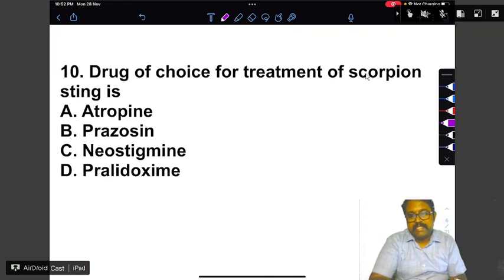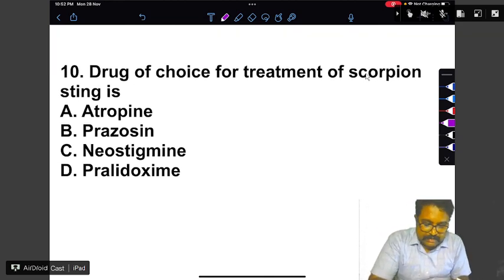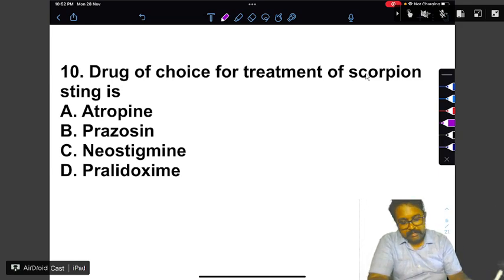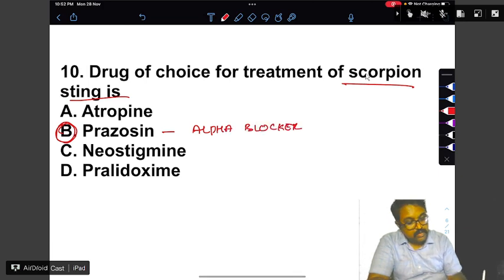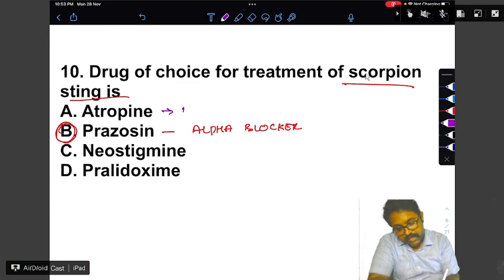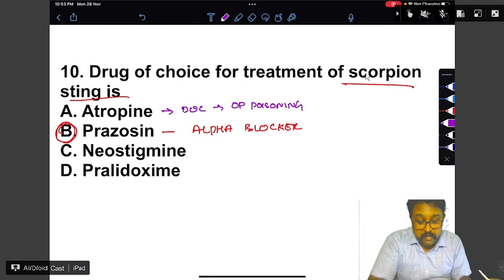So next, moving on to question number 10, that is the drug of choice for treatment of scorpion sting. Again, this is a direct question. Please remember, it is the scorpion sting bite. The drug of choice will be prazosin, which is an alpha blocker. So where do we use the other drugs? Atropine is the drug of choice in case of OP compound poisoning.